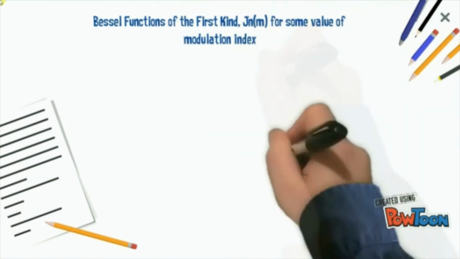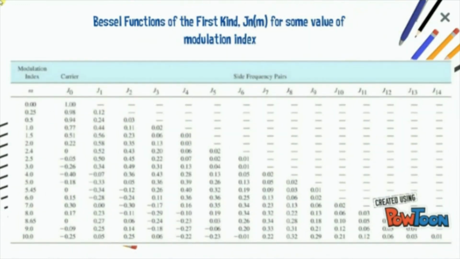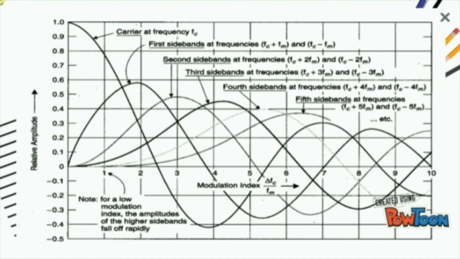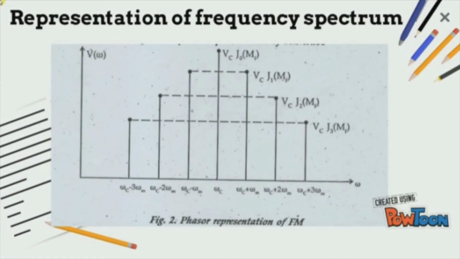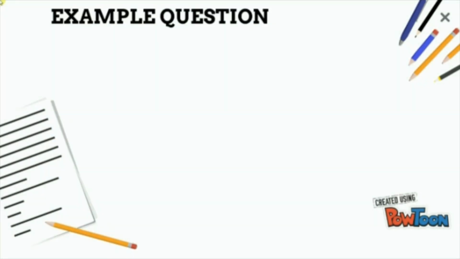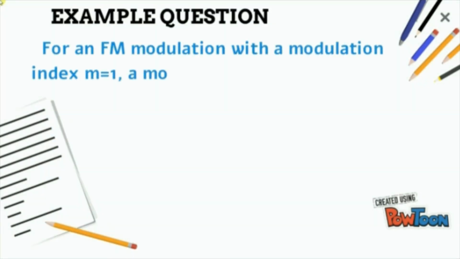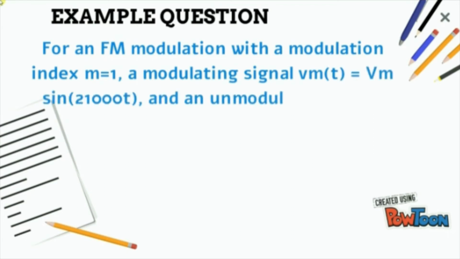This table shows the Bessel function of the first kind, Jn(m), for some values of modulation index. This figure 2 shows the Fourier representation of frequency modulation. Here is an example question for the frequency modulation. You guys can have a try to do this.